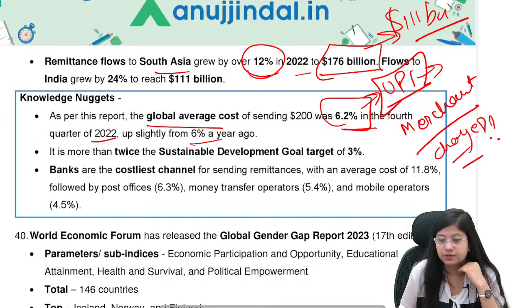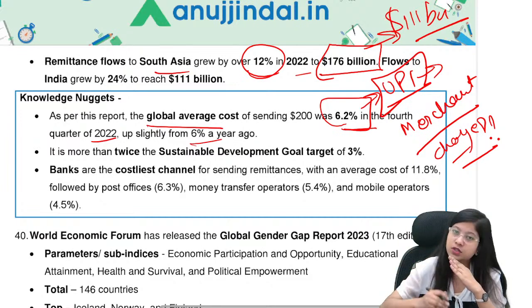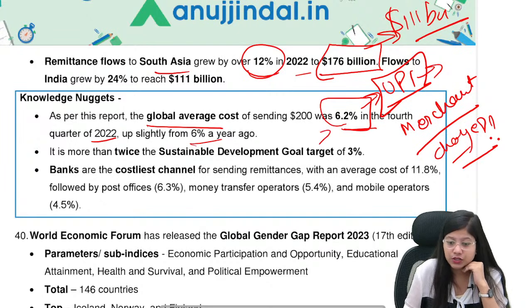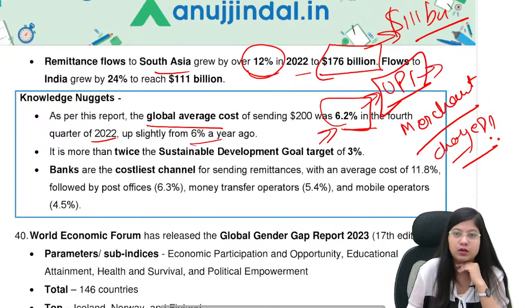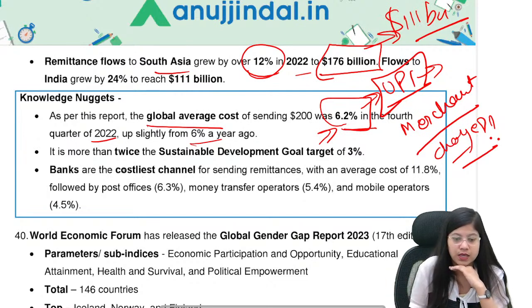Okay. Similarly, in the case of bank also, if they want to use the UPI infrastructure, a charge is going to be levied on them. Similarly, that charge, this is the charge that we are talking about. Okay, so it is the 6.2% of the sending cost. It is more than twice the SDG target of 3%.